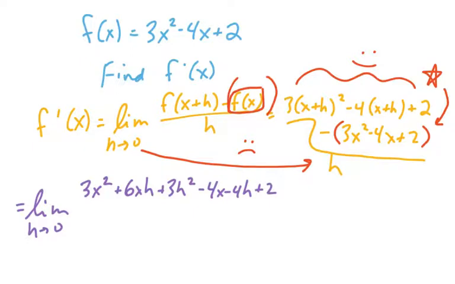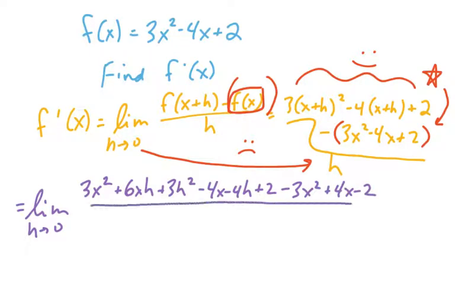And now I can release those red parentheses, but I have to distribute the negative sign, right? Good job. That's all divided by h. Still can't plug in 0 for h. But look, now if we do it right, a lot of things should cancel.